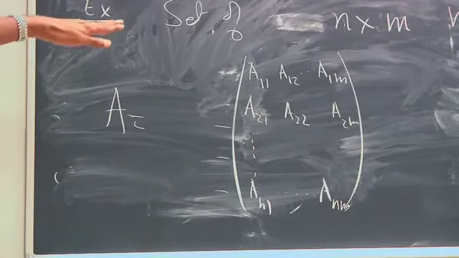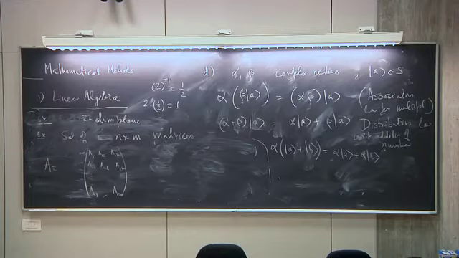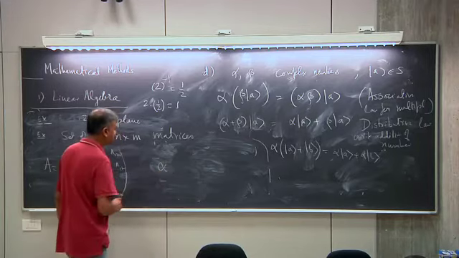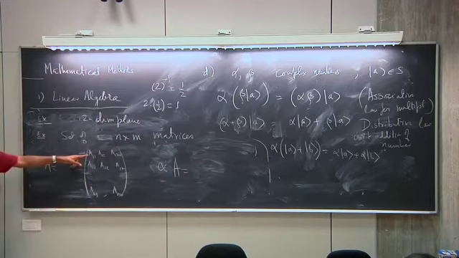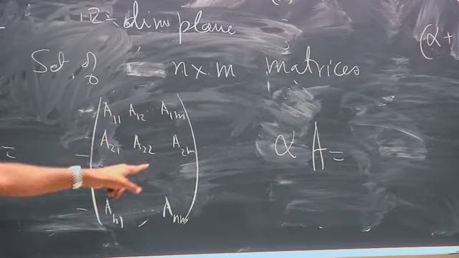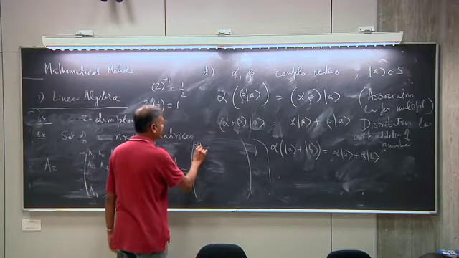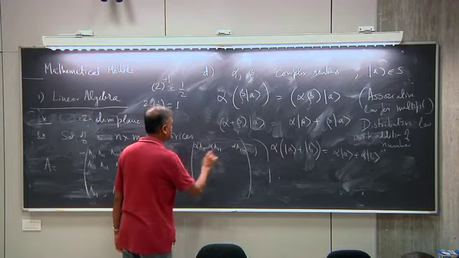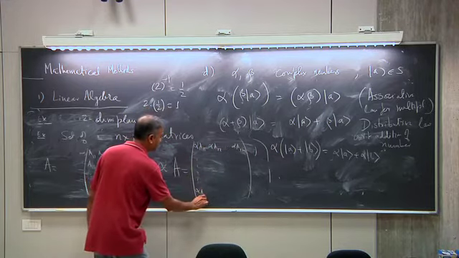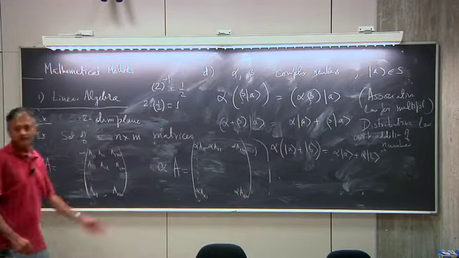If you consider the set of all n cross m matrices, okay, that is a set, but now I have to define what I mean by multiplication and addition, right? So if I take some number alpha, alpha times A is by definition you simply multiply each component by alpha. So this will be a matrix again: alpha A11, alpha A12, alpha A1m, and similarly all the way up to alpha An1, alpha Anm. So this is the rule of multiplication.